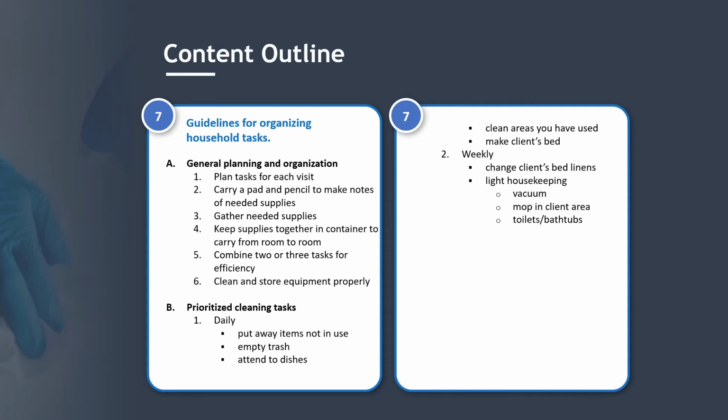Prioritize cleaning tasks. Daily: put away items that are not in use. Empty any trash bins. Attend to dishes. Clean areas that you have used, and make the client's bed. Weekly: change the client's bed linens. Light housekeeping: vacuuming, mopping in the client's area, toilets and bathtubs.